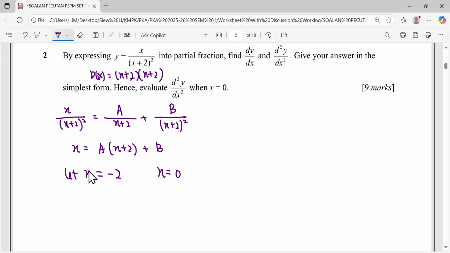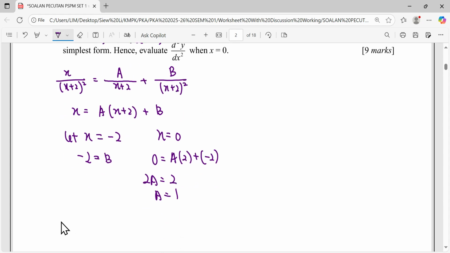So when we substitute x equals negative 2, this becomes 0, we get b. And we substitute 0. So b we substitute with negative 2 as we found. Therefore, 2a will equal 2, a will equal 1. So our fraction expressed in partial fraction will be 1 over x plus 2, b is negative 2 over (x plus 2) squared.